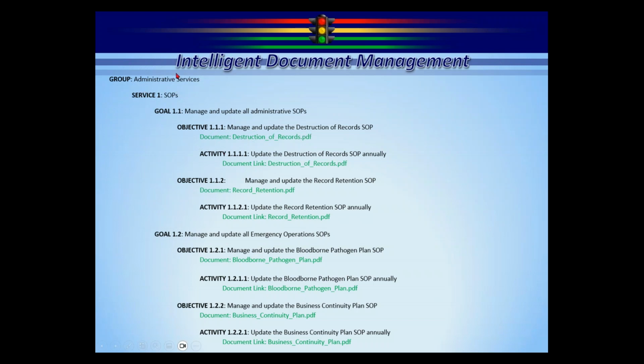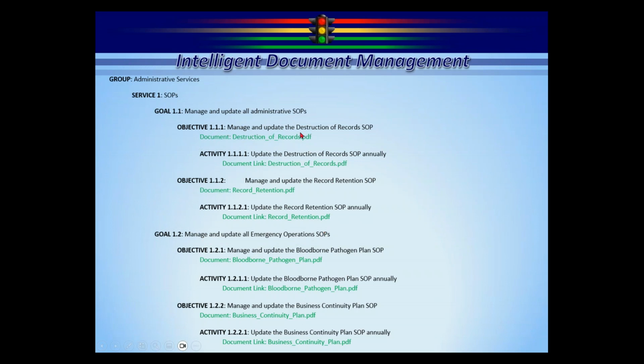So you've got a group called Administrative Services, and we built a little service under there called SOP. These are just, you make these up as you go here. The service, standard operating procedures. Our first goal might be to manage and update all administrative SOPs. Our second goal down here, manage and update all emergency operations SOPs. You can have, obviously, as many of those as you want.